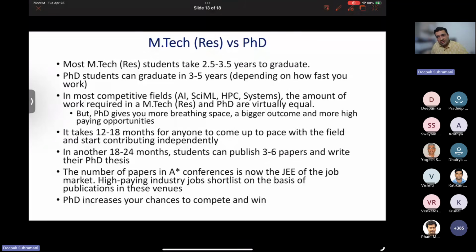In the next 18 to 24 months, you can publish 3 or 6 papers. If you publish 3, you can get an MTech research. If you publish 6, you get a PhD. It will take you hardly 12 more months, right? So 6 to 12 more months to complete a PhD than an MTech research. So in my view, you get bang for the buck if you take a PhD.